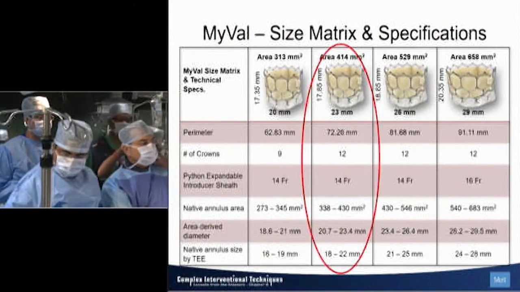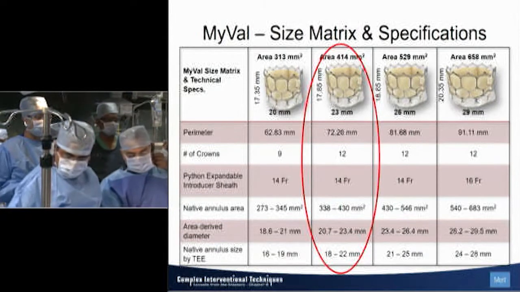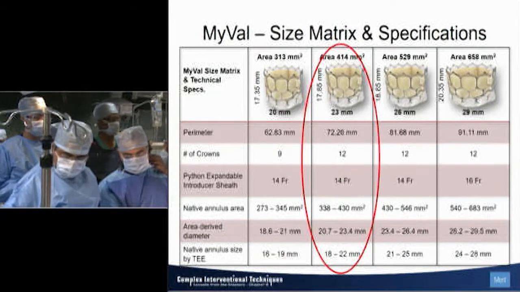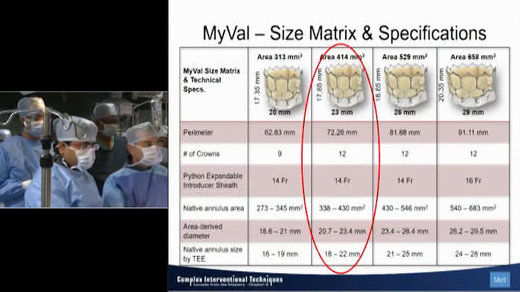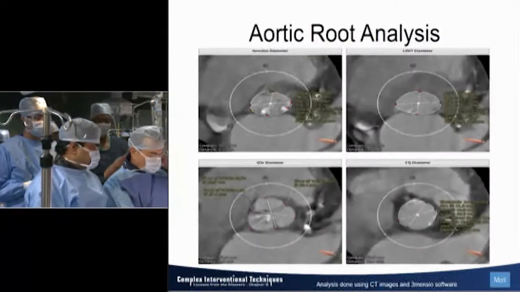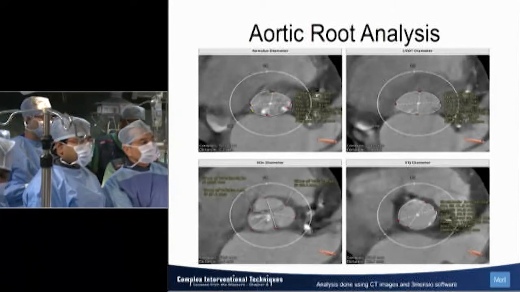So we have selected a 23 millimeter valve. As of now, it's going to go through a 22 French sheath. CT scan assessments: not much of calcium on the leaflet.